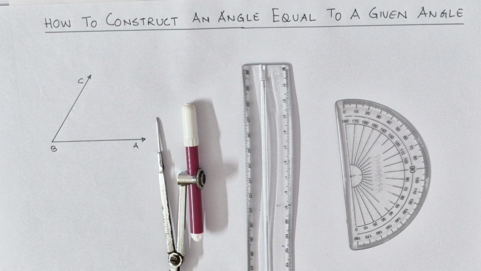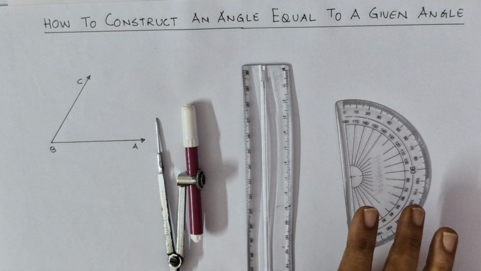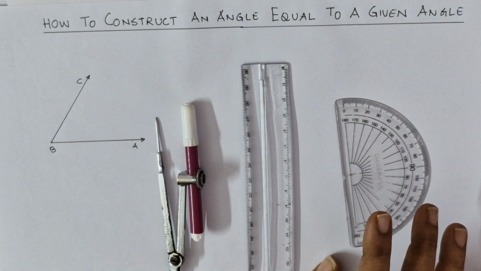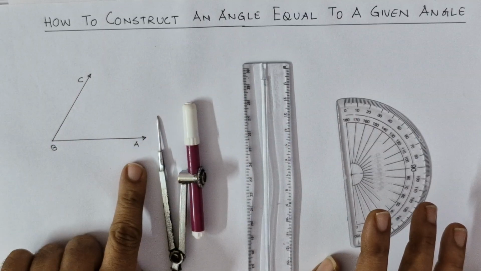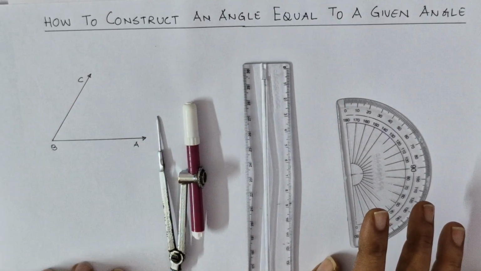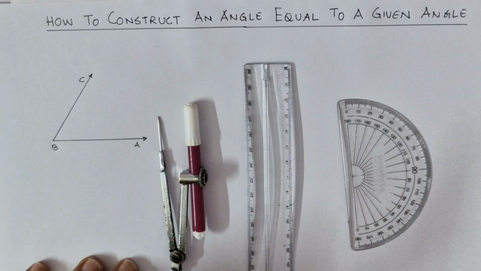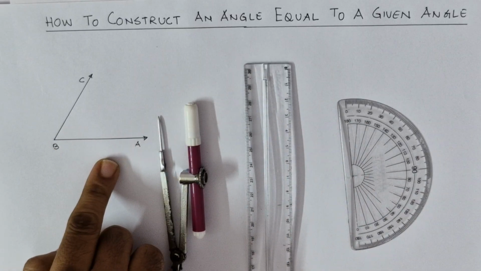Now today's topic is how to construct an angle equal to a given angle. So to start with, you will be given an angle, right? So here this is a given angle, angle ABC. So we have to draw another angle whose measure will be equal to this given angle, right?